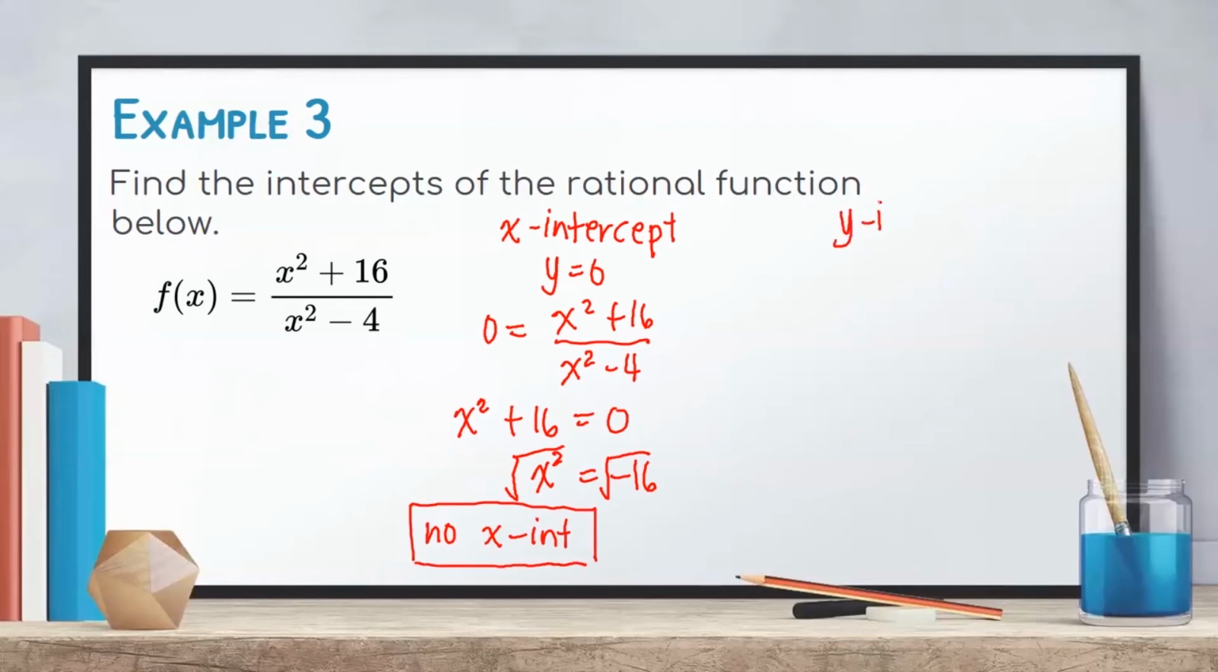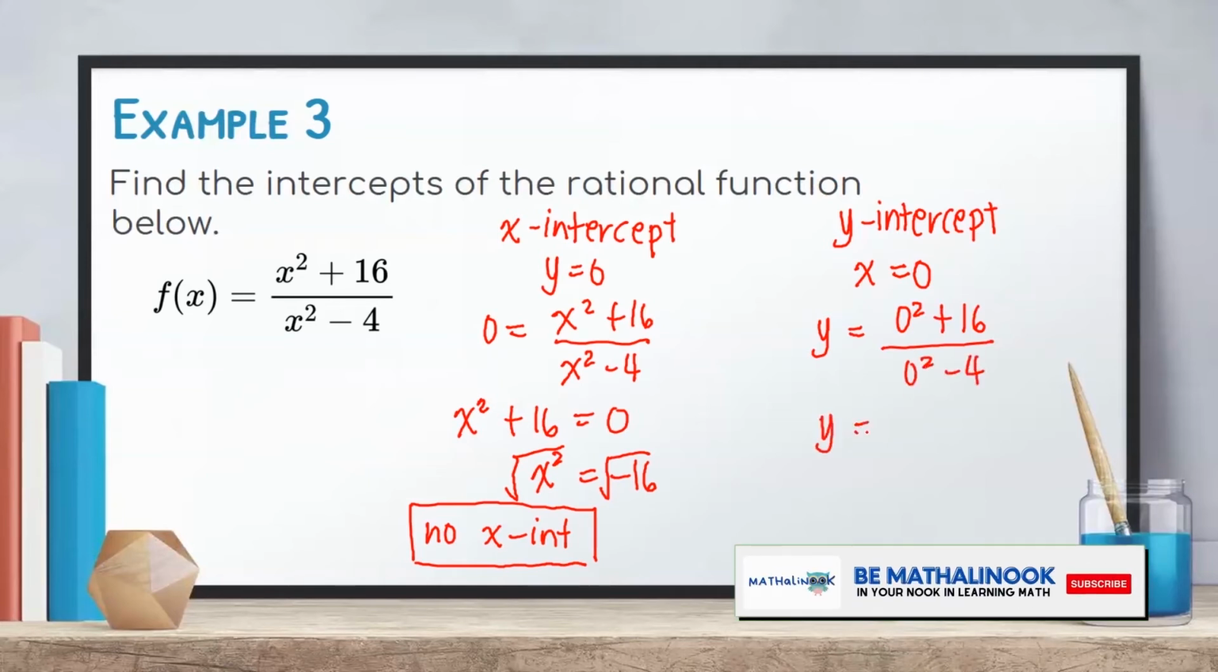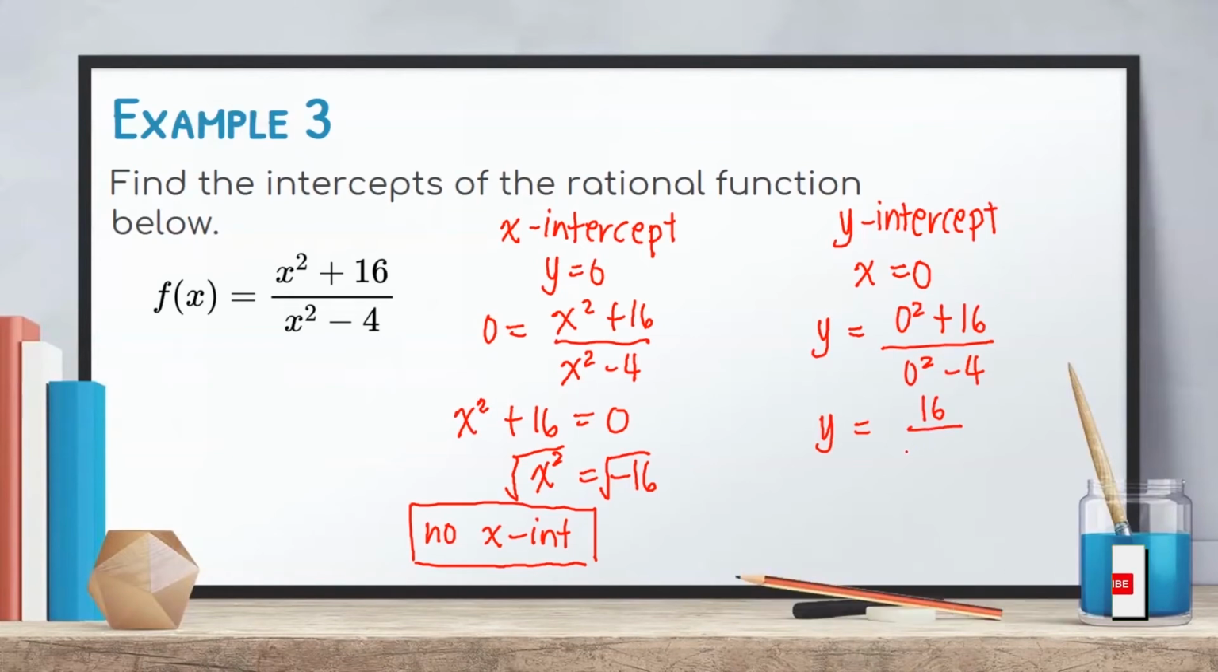How about the y-intercept? To solve for the y-intercept, set x equal to 0. So we will have y equals 0 squared plus 16 all over 0 squared minus 4. So we will have y equals 0 squared is 0, plus 16, it will give us 16, all over 0 squared is 0, minus 4 is negative 4. Divide 16 by negative 4, it will give us negative 4. So therefore, the y-intercept is negative 4.